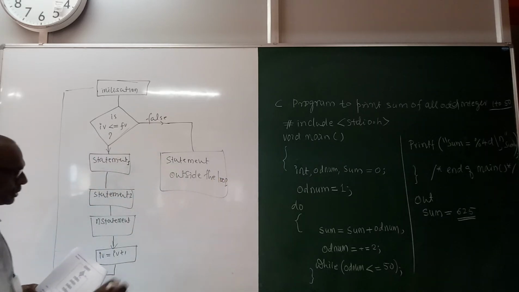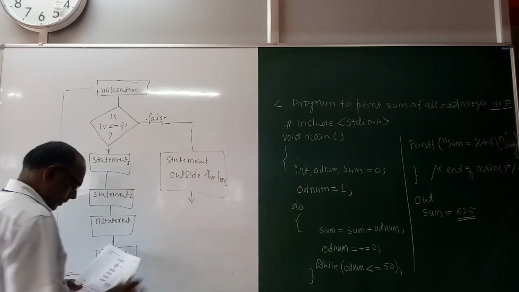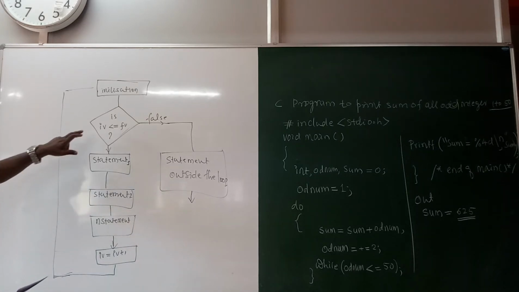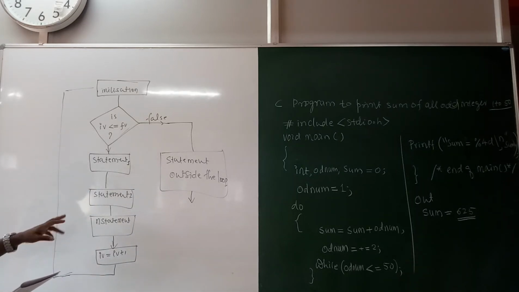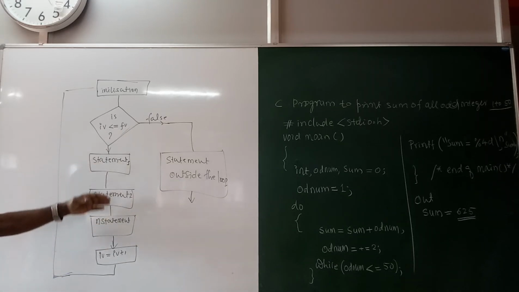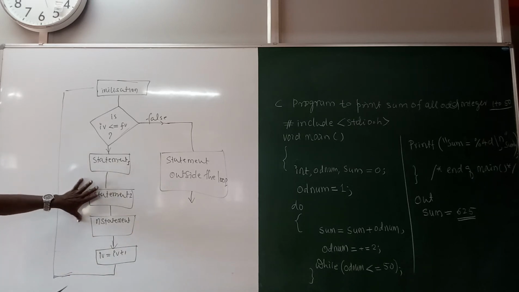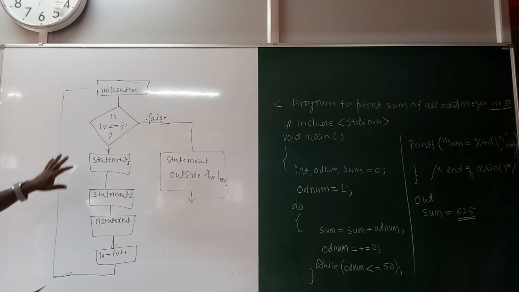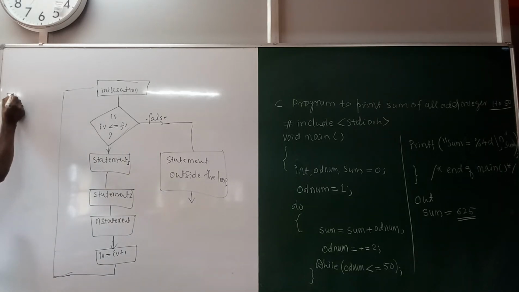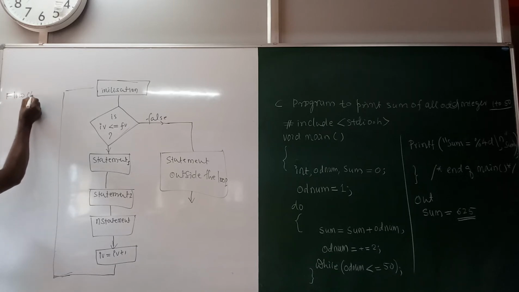Okay, that is, it continues. IV is initial value, FV is final value, then statement 1, statement 2, and so on. There will be a number of statements, and it is called the body of the loop. So this is the flowchart for the for loop.